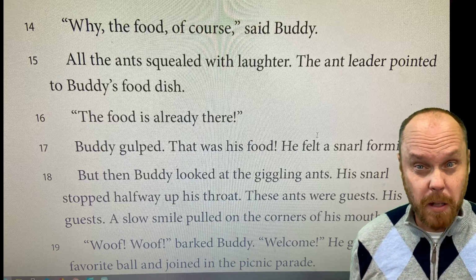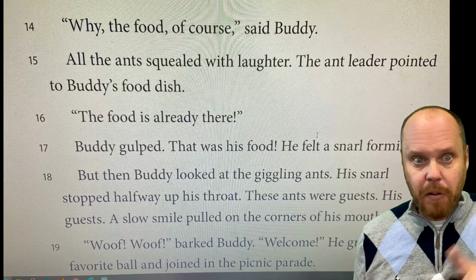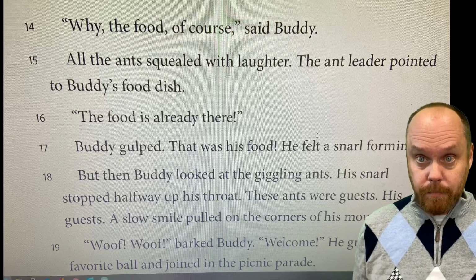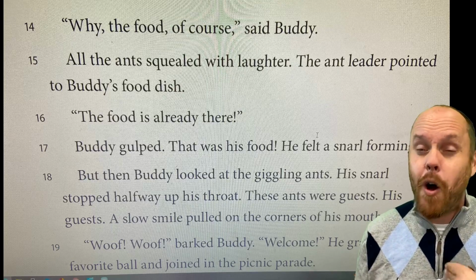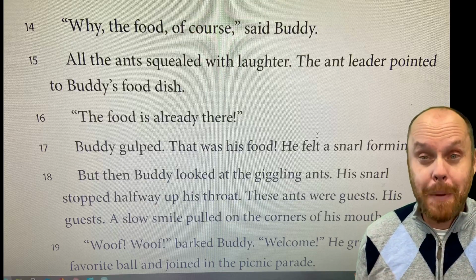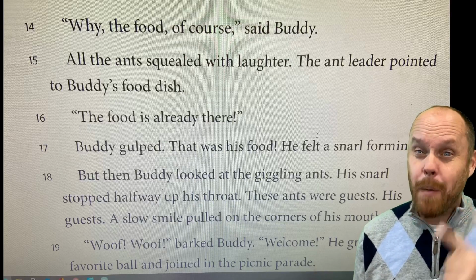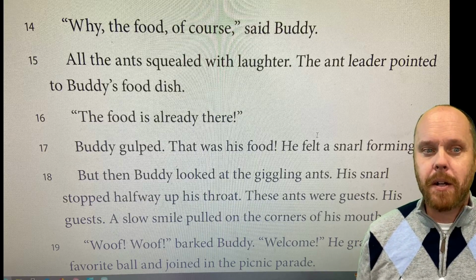There's that snarl again. And if you look at that a couple words before, we have the word gulped. All right, these are all sensory words. These are all onomatopoeias that definitely help us understand the story a little bit better.